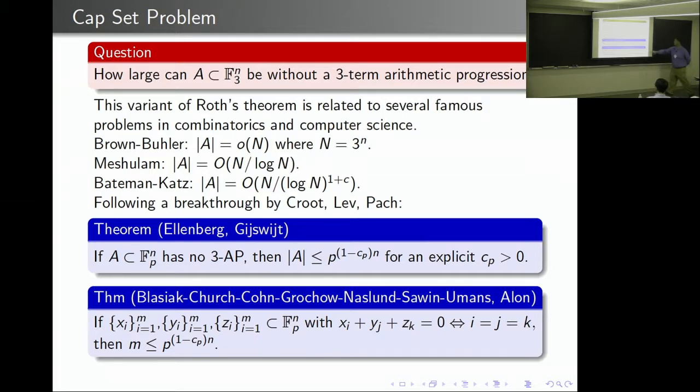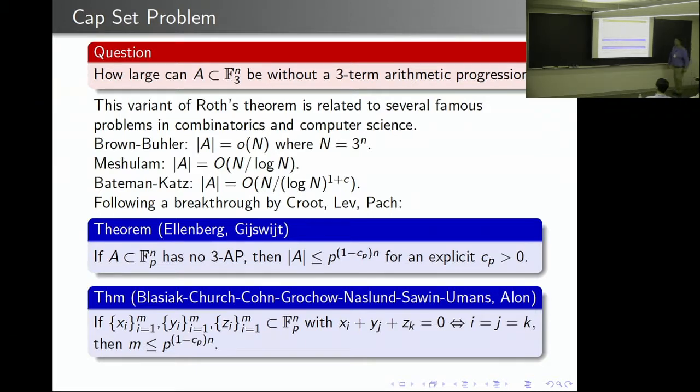Now, why is this a generalization of this result? Well, if you let x and z be the set A and y be minus 2 times the elements in A, then you get exactly this condition satisfied. So you have these trivial 3-term progressions, which are an element 3 times, so common difference 0.